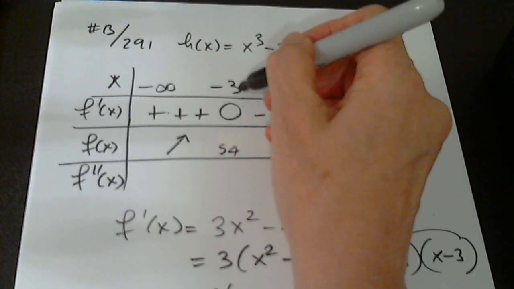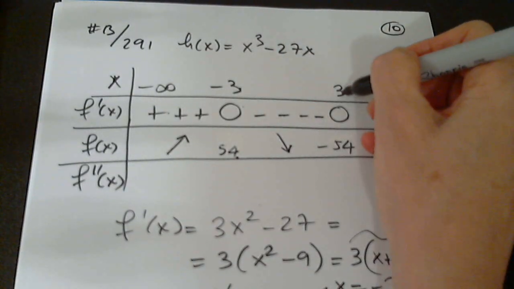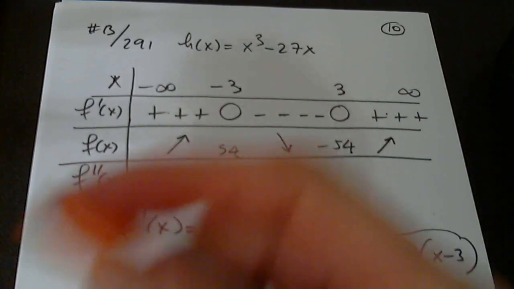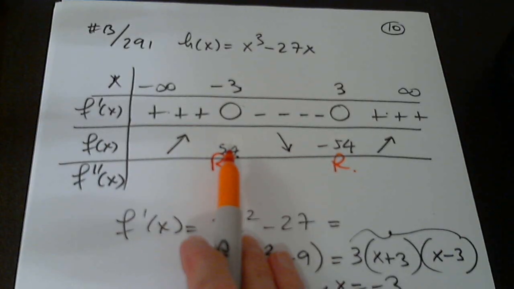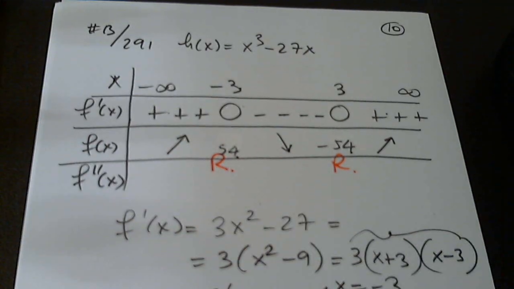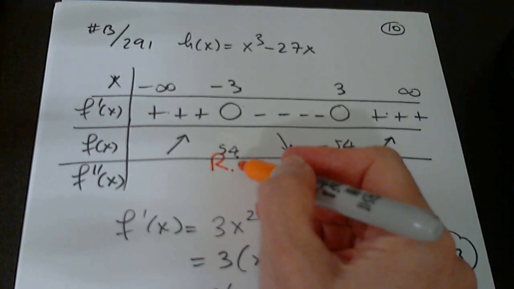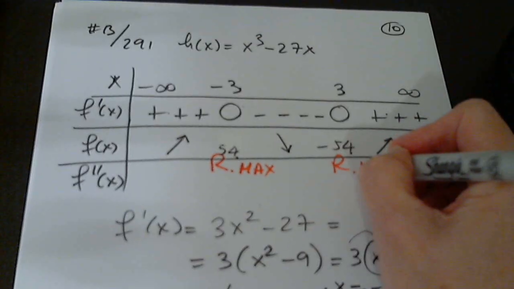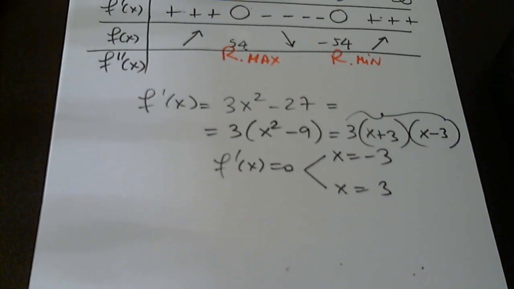What type of point is negative 3, comma 54? And what type of point is 3, comma negative 54? The first one. Max. Very good. And of course, this one is a min. Thank you very much. Very good. Finally, we are ready to look at the second derivative.